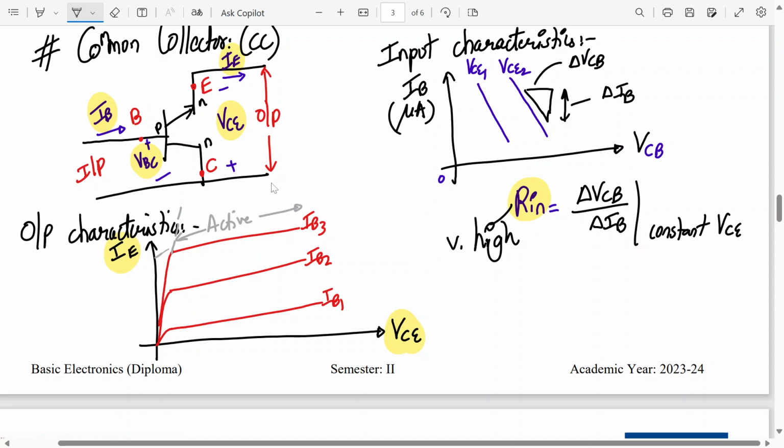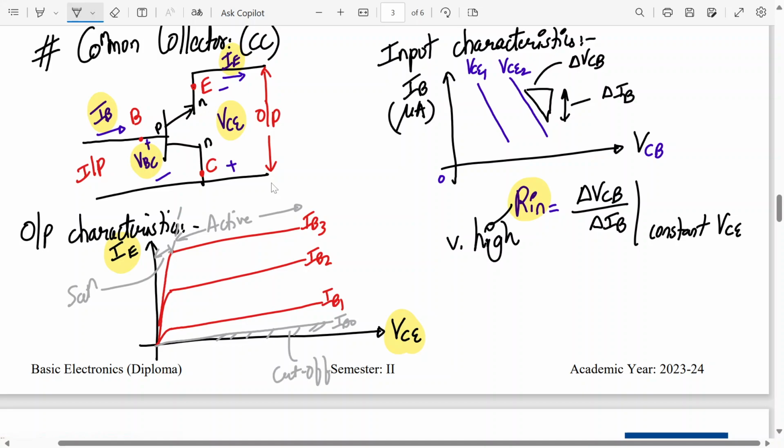I have shown this. This will be saturation, and over here there will be one curve which is almost parallel to the x-axis, which is IB0, and this value is cutoff.